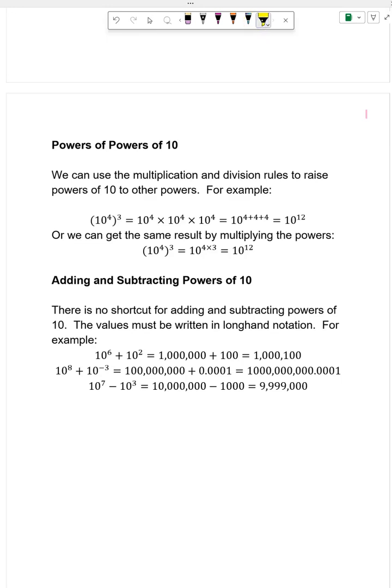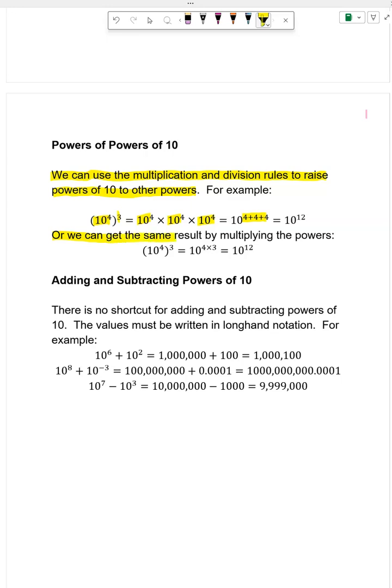Powers of 10. We can use multiplication and division rules to raise the powers of 10 to other powers. For example, if we have 10 to the 4th raised to the 3rd power, that's like saying, remember, if something's cubed, we multiply it by itself 3 times. So that's like 10 to the 4th times 10 to the 4th times 10 to the 4th, right? We know if the same base is multiplied by itself 3 times, we add the powers, so that would be 10 to the 12th. But there's a much easier way to do it than that.